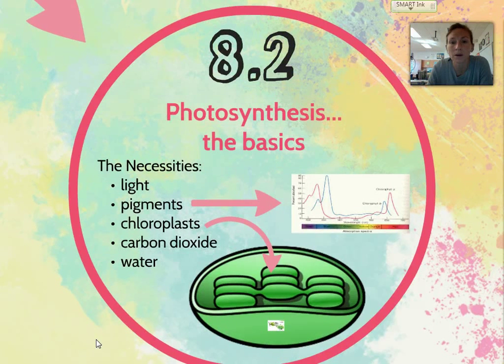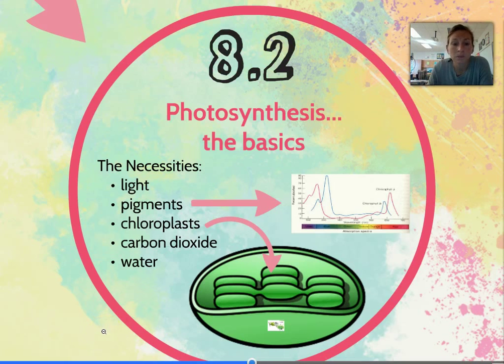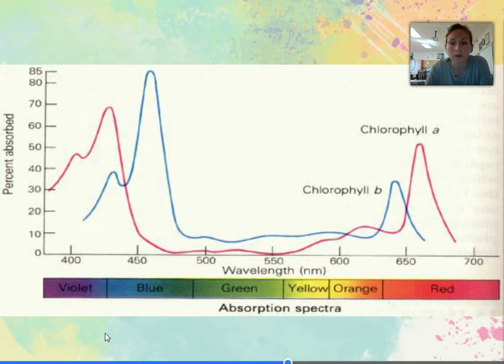8.2 now and break down what photosynthesis is actually made up of. So the basics and the necessities of photosynthesis are light. We need pigments, we need chloroplasts, we need carbon dioxide, and we need water. Let's take a closer look at what I'm talking about when I talk about pigments.